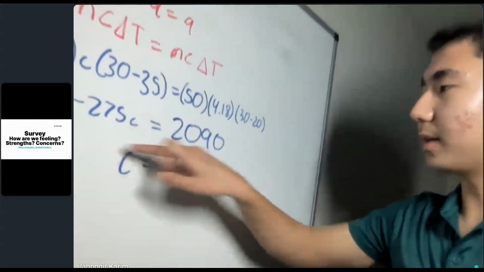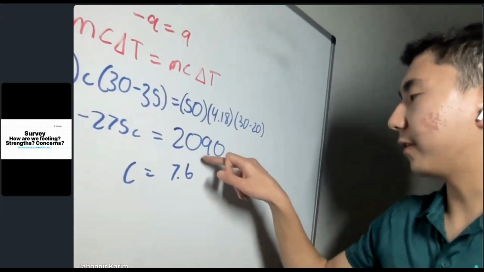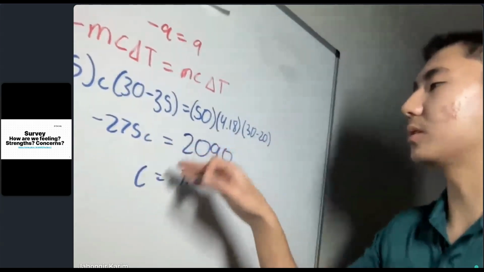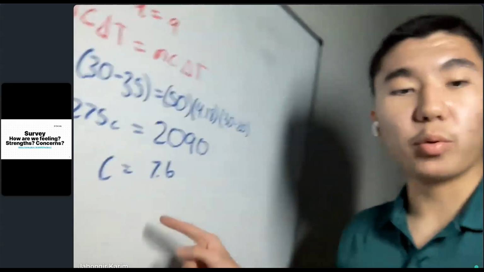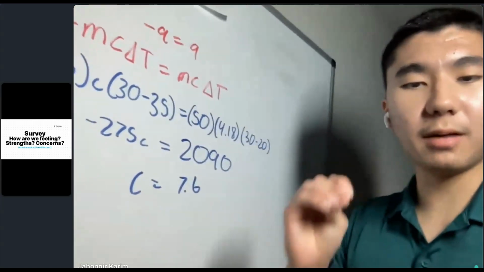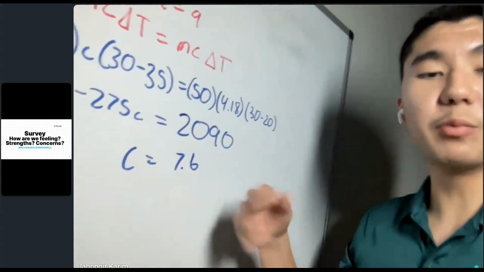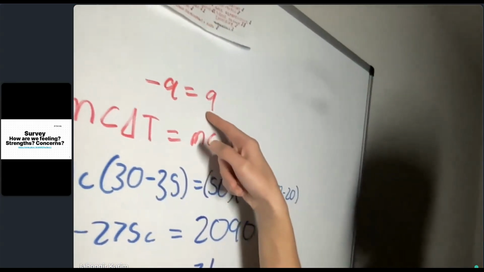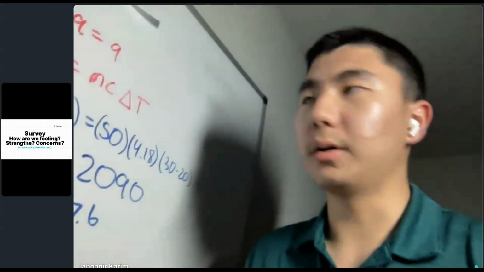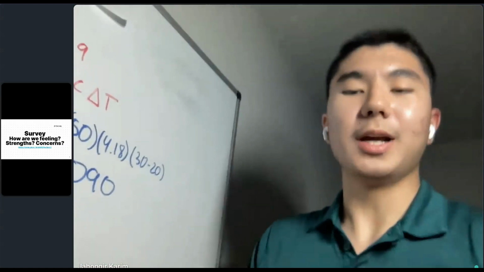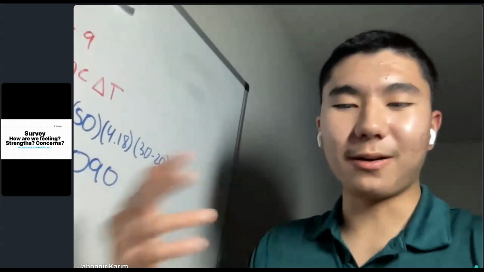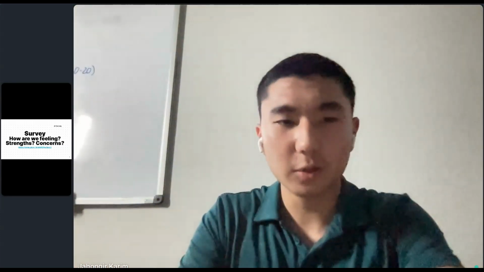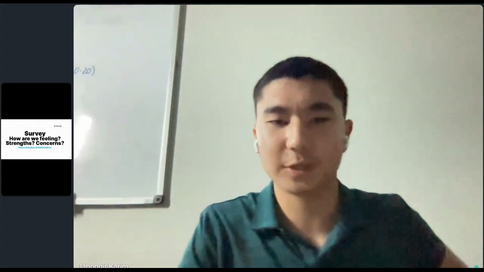So in basic algebra, we isolate the variable by dividing, so we have 2090 divided by negative 275, and we would get negative 7.6. But remember, heat capacity cannot be negative, so it will be 7.6. And we need it to be positive so that we can make sure that our negative Q, our negative heat, equals our heat. So that's how you solve question 2. And that wasn't the answer choice, so it was a fault on us. Sometimes our quizzes aren't the best, so it happens. And that's pretty much the explanation for quiz 6, question 2.